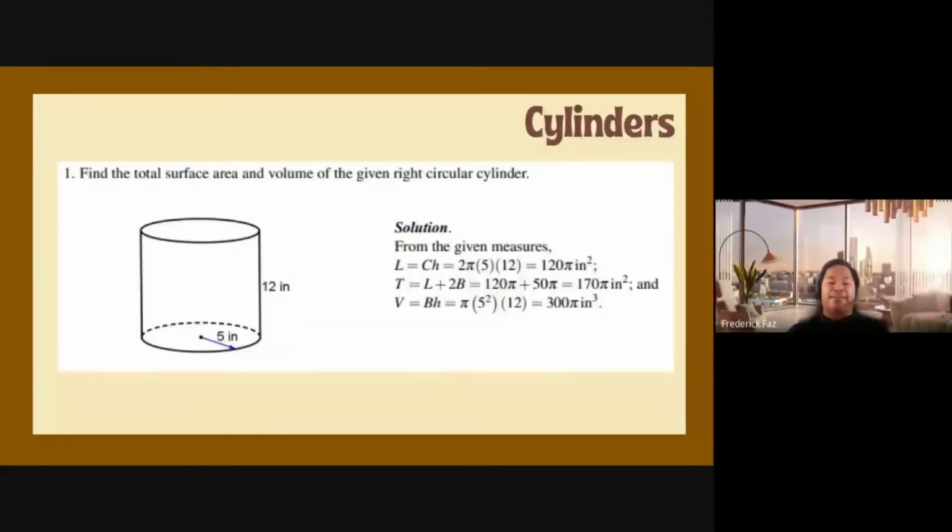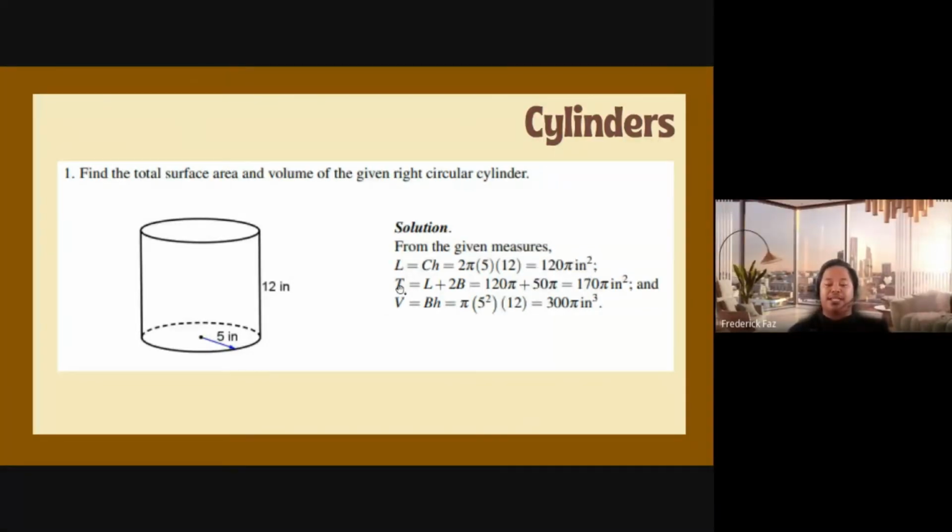For this example, we have here the radius of the circle, which is equal to 5 inches po. And the height of the cylinder is equal to 12 inches po. So if we're going to find the lateral surface area, we have the circumference, so 2 pi times the radius 5 times the height of 12 is equal to 120 pi square inches.